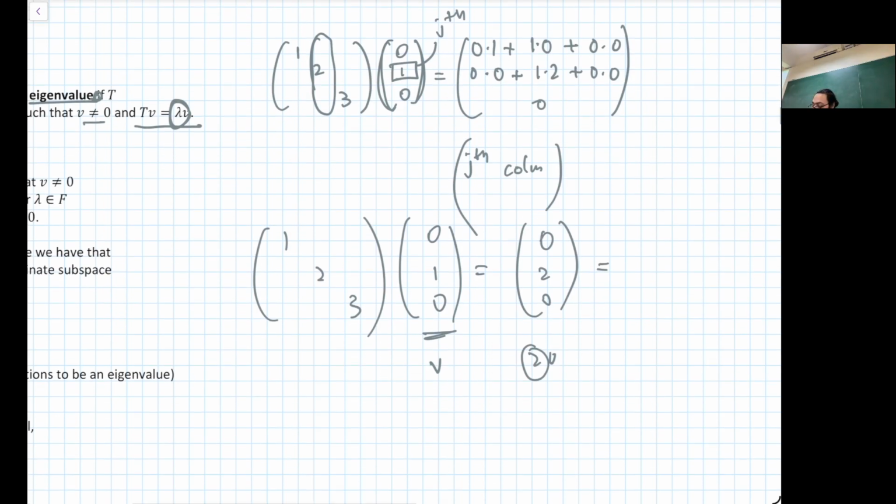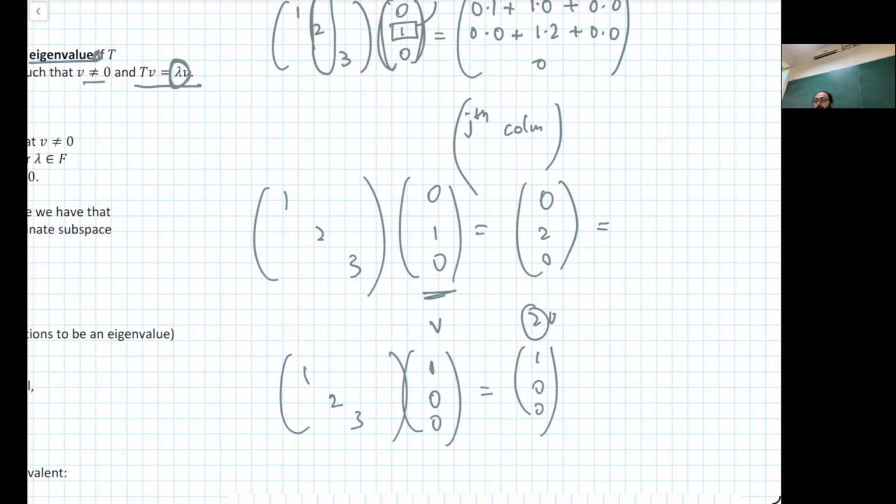How about if we tried (1, 0, 0)? What would we get? And what is the eigenvalue of this one? 1. And what about 3?